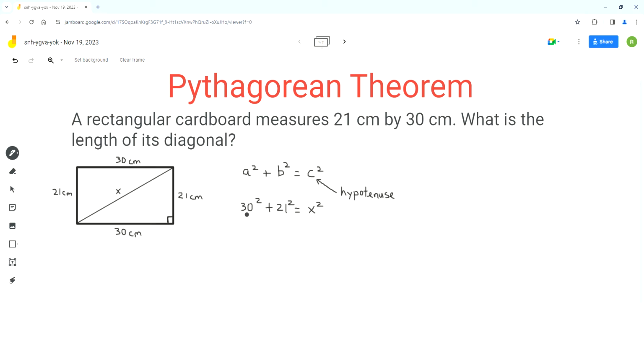So first we'll evaluate the square terms. So 30 square is equal to 900 and then 21 square is equal to 441 equals x square. Now we can add these two numbers. So I get 1341 equals x square.